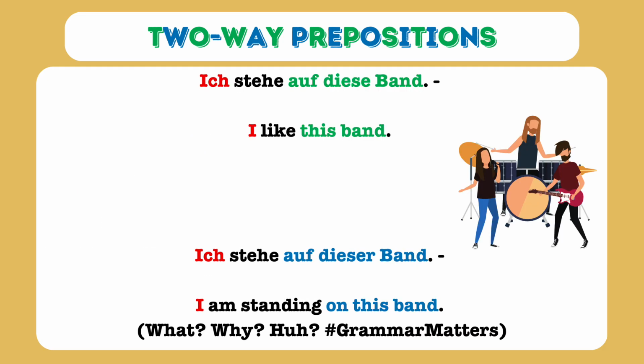One really weird example that you have to worry about is stehen and auf. If you say ich stehe auf diese Band, it means I like this band. So we use the verb stehen, which is usually a stationary thing, and the preposition auf, which would tell us the dative case if we were standing on it. However, because we use the accusative case, it's translated as I like this band. Ich stehe auf diese Band. If you actually said auf dieser Band, it means I'm standing on this band, which means that you are literally standing on the band. Ich stehe auf dieser Band. It is a huge difference between diese and dieser.